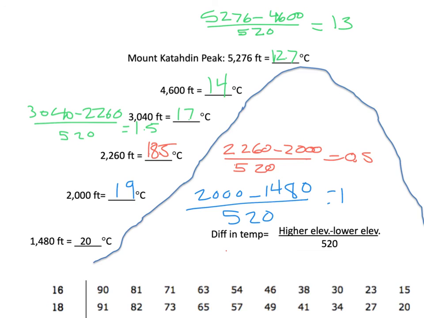Okay, double check your answers. And the last question then would be, where would a cloud form if our dew point is 15 degrees Celsius? So we know the 15 degrees Celsius has got to be between these two numbers. So 15 would be 1 degree more from this elevation. So in order to increase 1 degree, we have to decrease our elevation by 520. 4600 plus 520 equals, so 5,120 feet would be the base of our cloud.